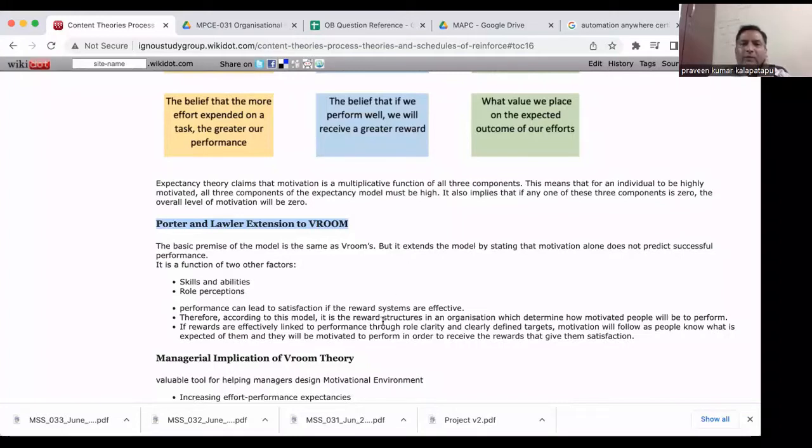So according to this model, the reward structure in an organization determines how motivated people will be to perform. Rewards are effectively linked to performance through role clarity and clearly defined targets. Motivation will follow as people know what is expected of them. So the reward model needs to be carefully designed to drive people towards high performance.